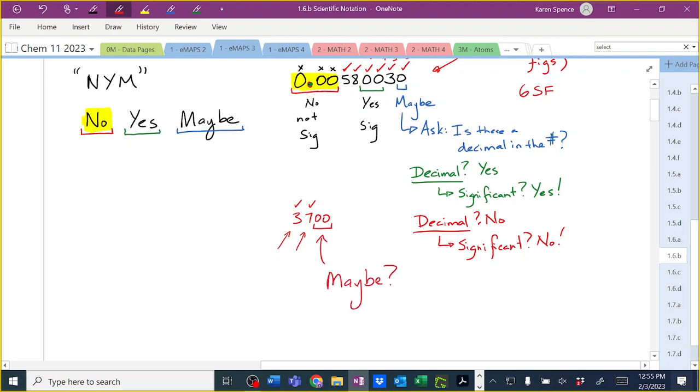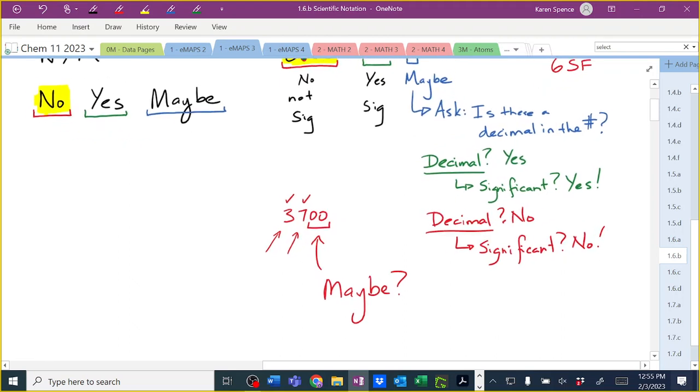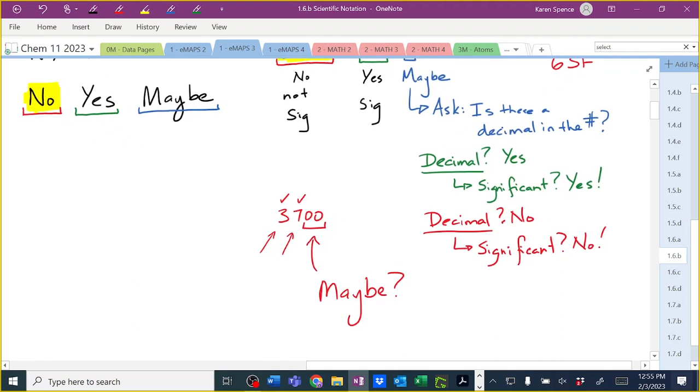And what do you ask yourself when it's maybe? You ask yourself, is there a decimal? Is there a decimal? No. So no decimal. Therefore, it is not significant. So this number, this one is no, these are not significant. So this would only have 2 sig figs.